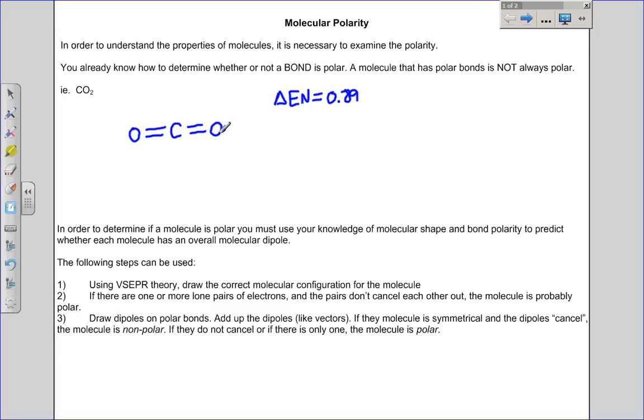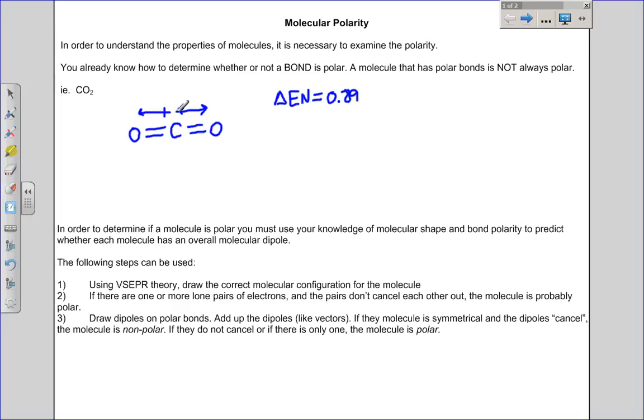Oxygen has the greater electronegativity, so that means that the dipole in this bond will go towards the oxygen. So in this molecule there are two dipoles going from the carbon to the outer oxygen. Now dipoles are like little vectors, and so when we want to look at the overall polarity of a molecule, we need to add the vectors within that molecule.